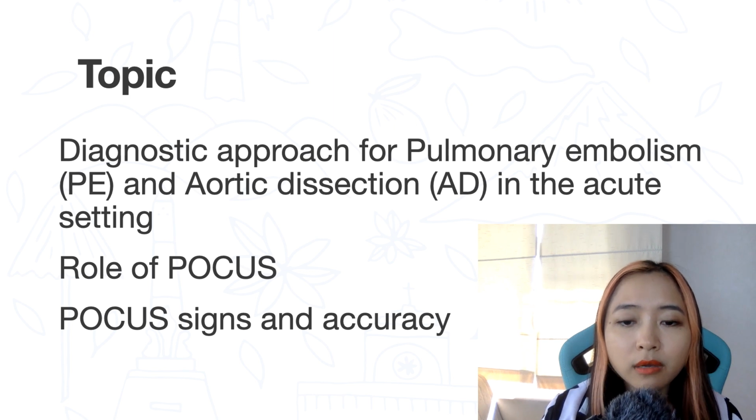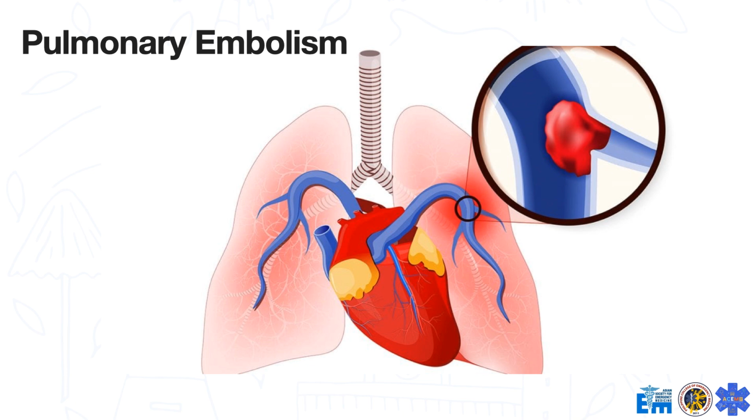First, we will talk about the diagnostic approach for PE and aortic dissection, the role of POCUS in the acute setting, and signs of POCUS and their accuracy. So we'll start with pulmonary embolism, or PE.